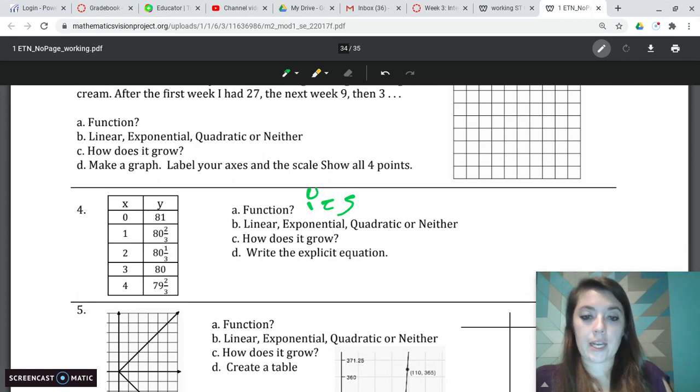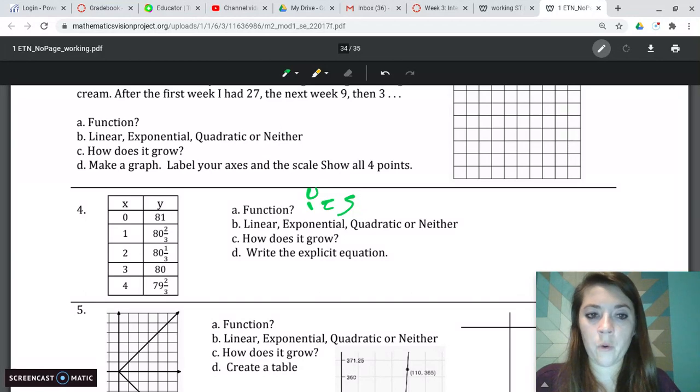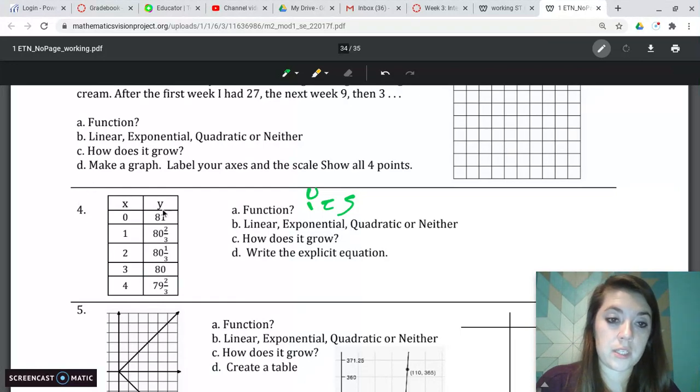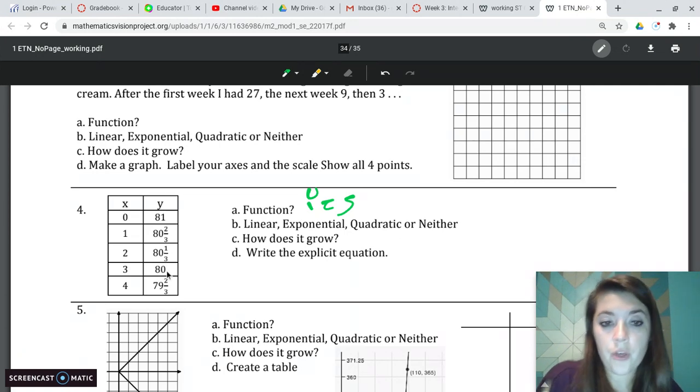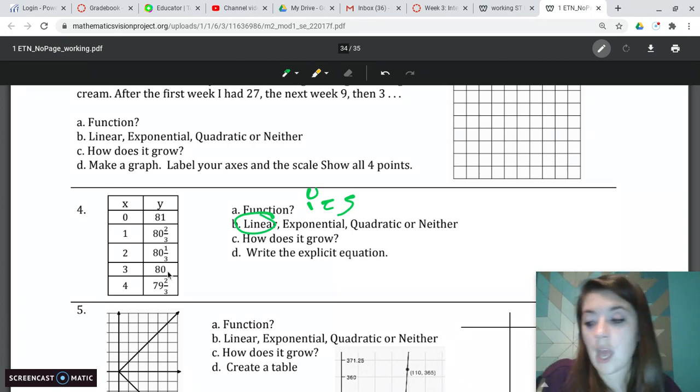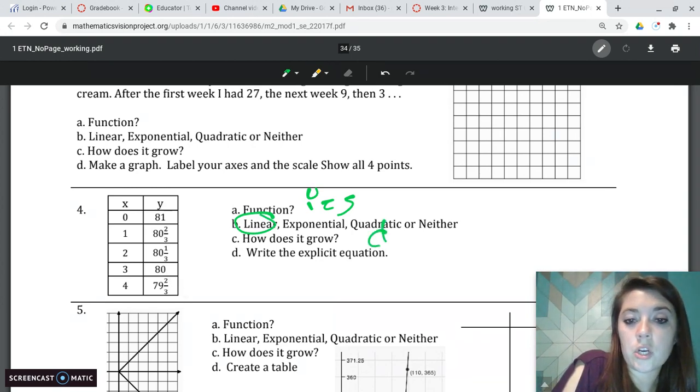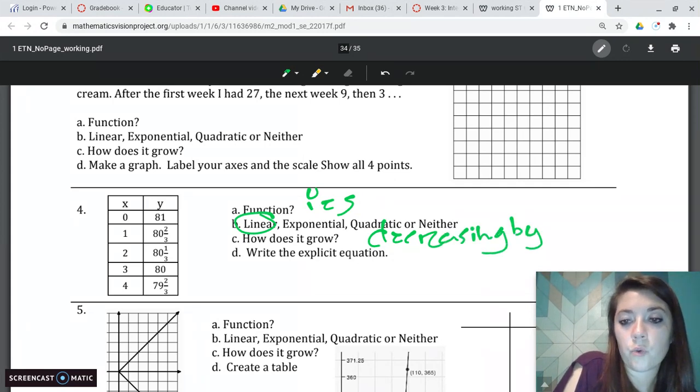Now, is this linear, exponential, quadratic, or neither? So are we going down, since this is decreasing, the higher our term number gets, the lower our y value gets? Is this decreasing by the same amount each time? Yes, it is. We're going from having 80 and 1/3 to just 80. We're going down by 1/3. So it is linear. How does it grow? Well, it's decreasing by 1/3.